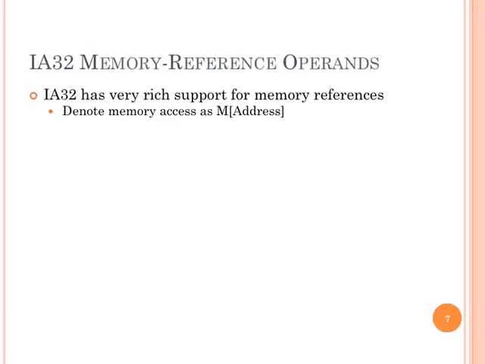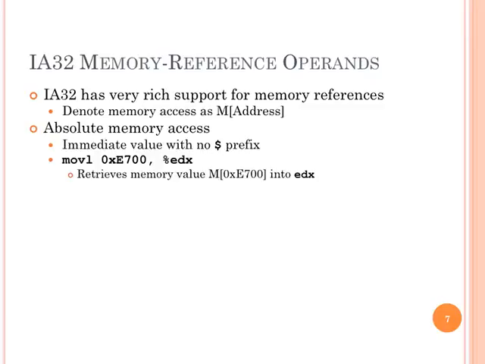Memory referencing is really rich in IA32. It's super nice. You can do so many different things. Part of the reason why it's so complex is because it makes it very easy to manage arrays or structs or arrays of structs. It just becomes very straightforward to do all of this stuff with the memory access support that IA32 has.